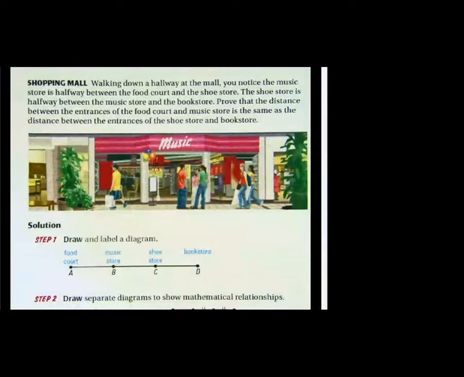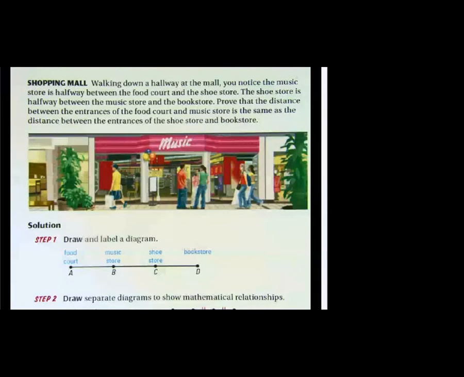Walking down the hallway at the mall, you notice that the music store is halfway between the food court and the shoe store. The shoe store is halfway between the music store and the bookstore. Prove that the distance between the entrances of the food court and the music store is the same as the distance between the entrances of the shoe store and the bookstore. Okay, that's a lot of words.